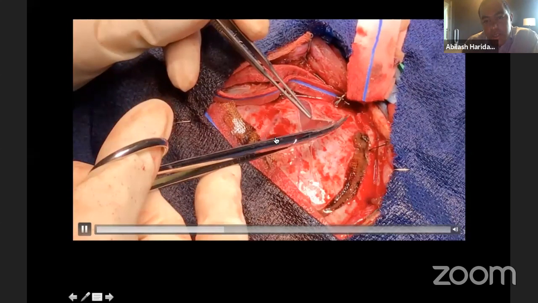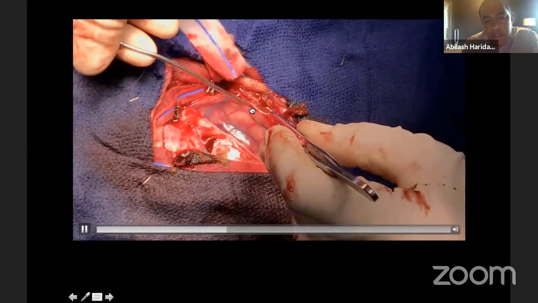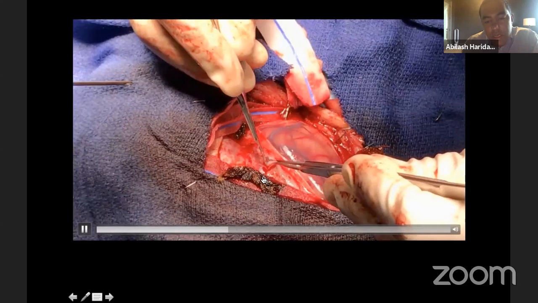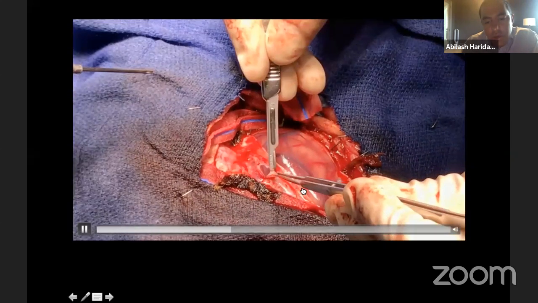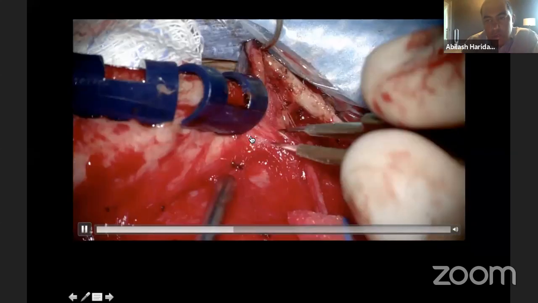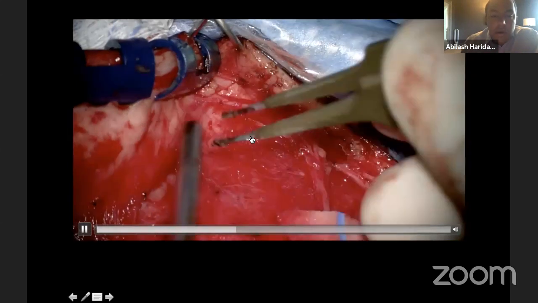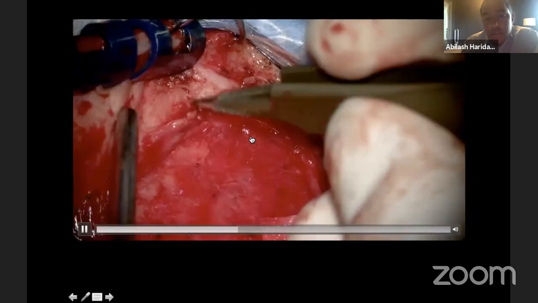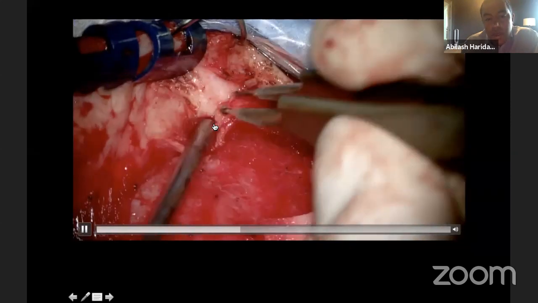This is the dura being flipped underneath to promote the indirect bypass. And here I'm trying to preserve the middle meningeal artery. And again, making a triangle around there to promote the indirect bypass. Now, this is the frontal branch that we are seeing now. It's the same technique.